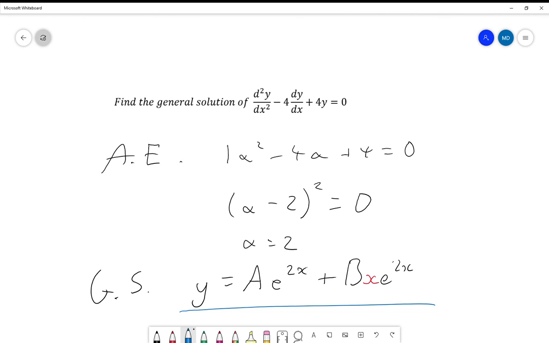Just make sure that you add that extra x to make sure you get those two distinct parts to the general solution, so we have two arbitrary constants.